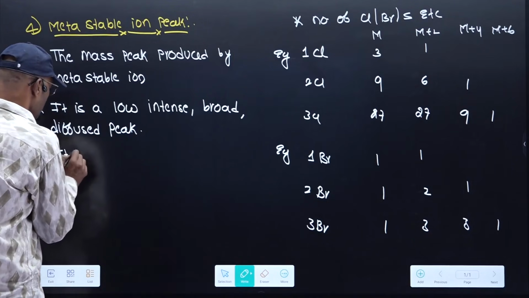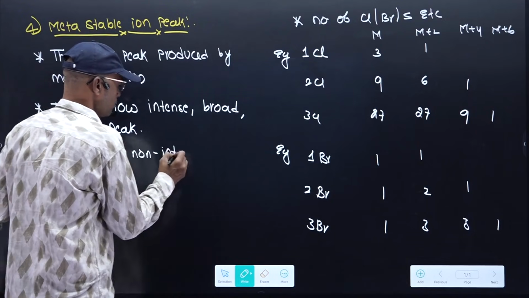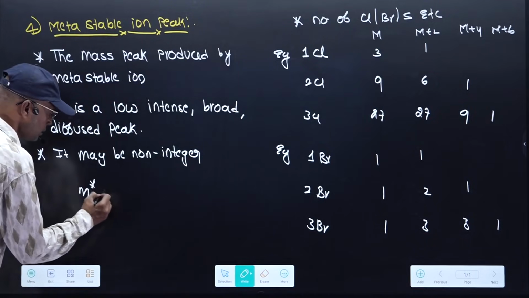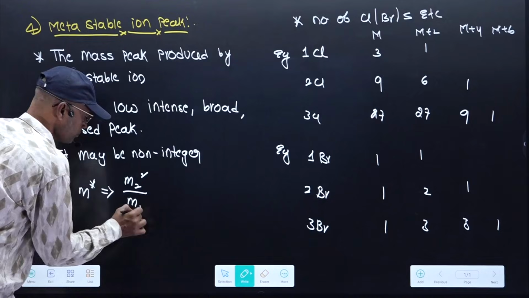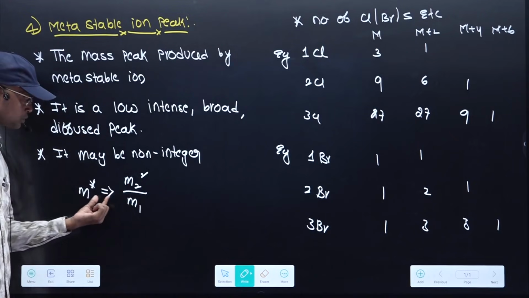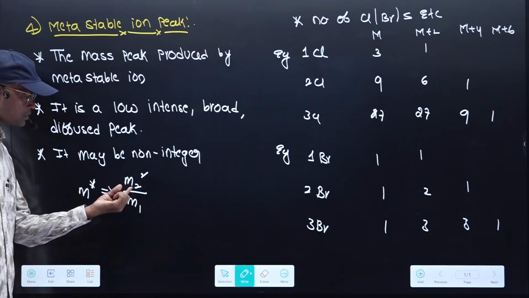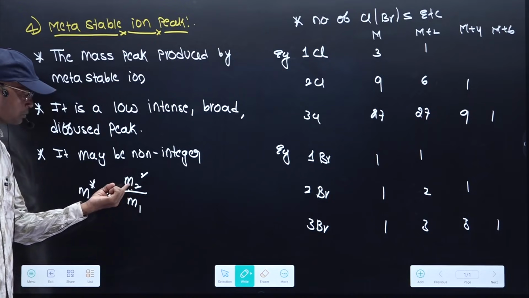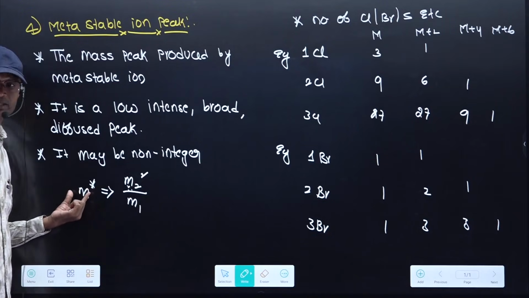So it may be non-integer. M star will be written now generally. As already given, apparent mass is equal to m2 square by m1. What is this? Daughter square by parent. So this parent undergoes fragmentation in the mass analyzer, that will give m2. Now m2 is nothing but the metastable ion, produced in the mass analyzer. Now whose mass will be taken? M star. This M star is nothing but the apparent mass.